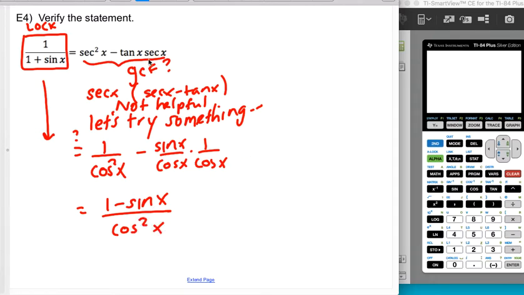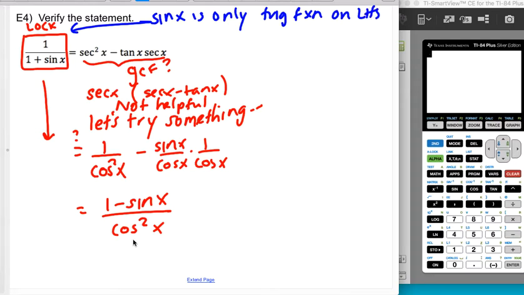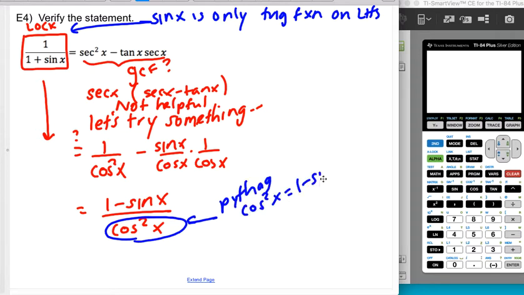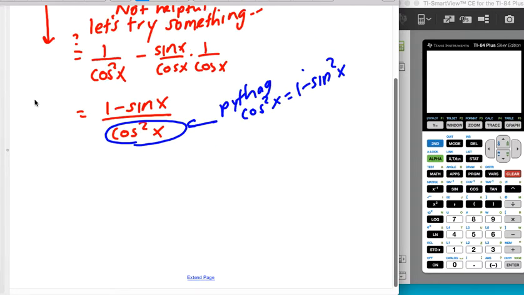Well, I recognize that sine x is the only trig function in the answer on the left-hand side, right? So I think, maybe I could replace this. Maybe I could use a Pythagorean identity to replace cosine squared with 1 minus sine squared. So if I do that, and just to copy this down here, this is what we're bringing down. This is what we're trying to make this equal, right?